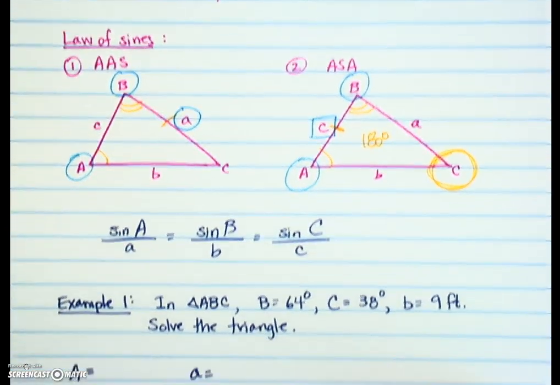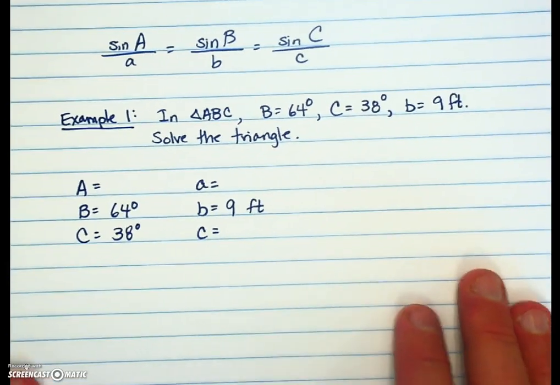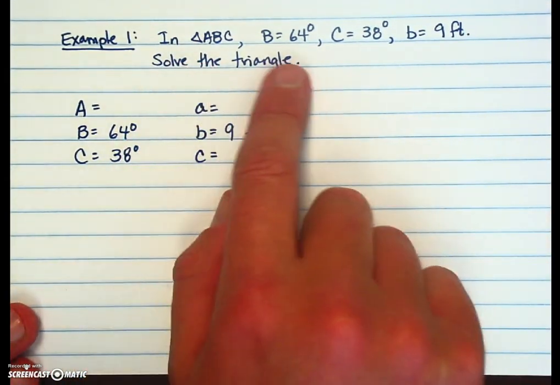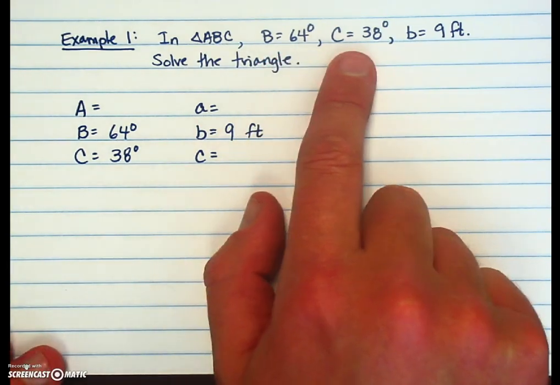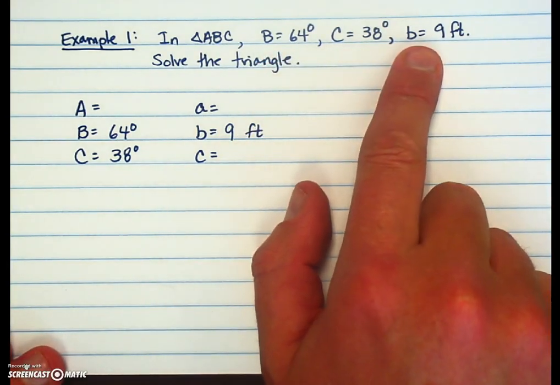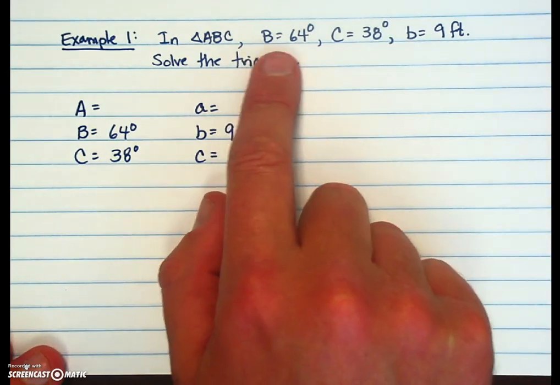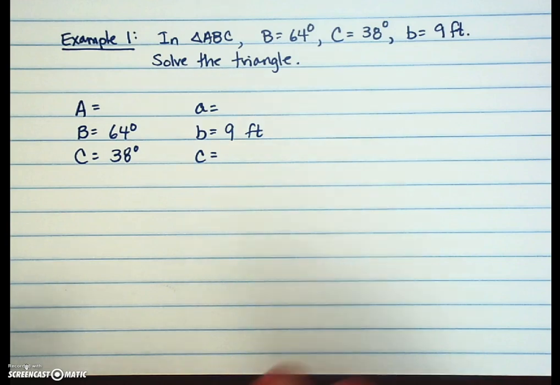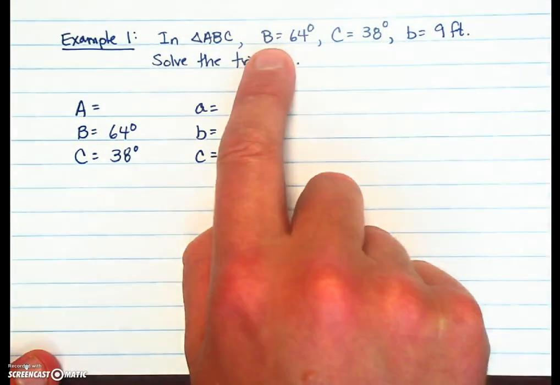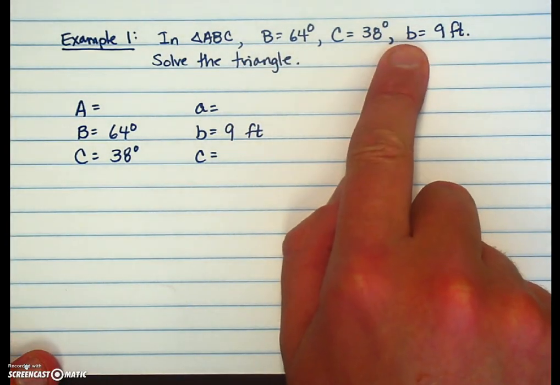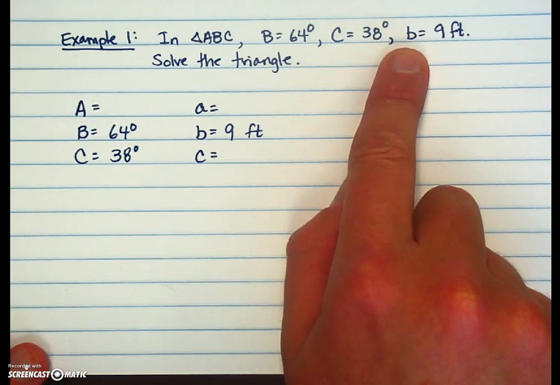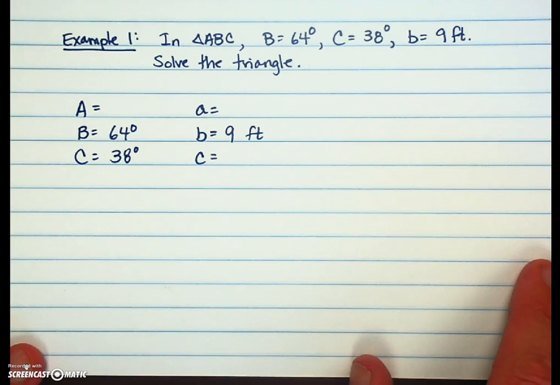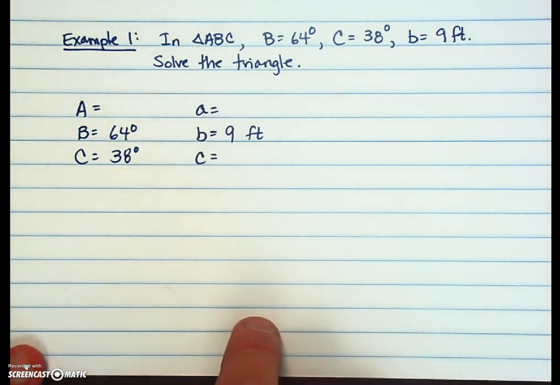So let me show you an example here of how the law of sines works. All right, so triangle ABC, capital A is 64, capital B is 38, lowercase b is 9. So if I'm looking at this, I don't really have to worry about is it angle, angle, side, or angle, side, angle, or whatever. When I look at this, I notice I have a capital B and a lowercase b. In other words, all my letters are not different. I've got two that are the same, so that means I can use the law of sines to solve this. Now, it says to solve the triangle.